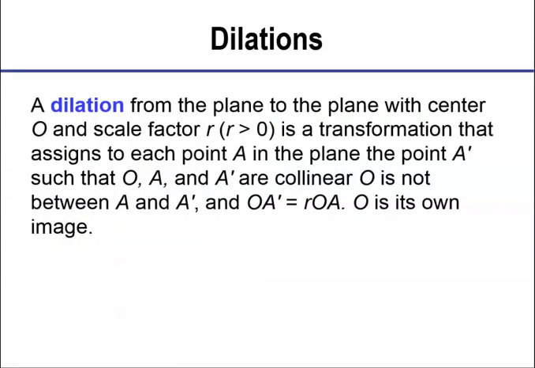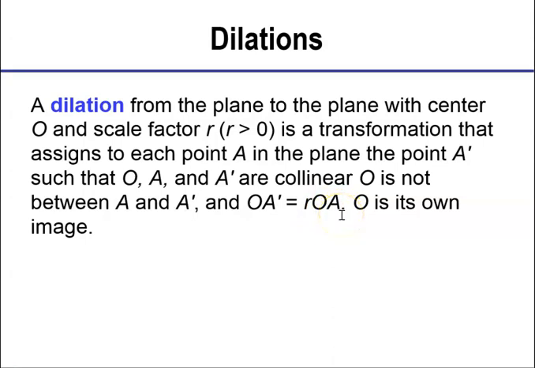A dilation from the plane to the plane with center O and scale factor R, where R is greater than 0, is a transformation that assigns to each point A in the plane the point A primed, such that O, A, and A primed are all collinear. Remember, we noted that in the last picture. O is not between A and A primed, and the length OA primed is equal to the scale factor R times the length of OA. O is its own image.